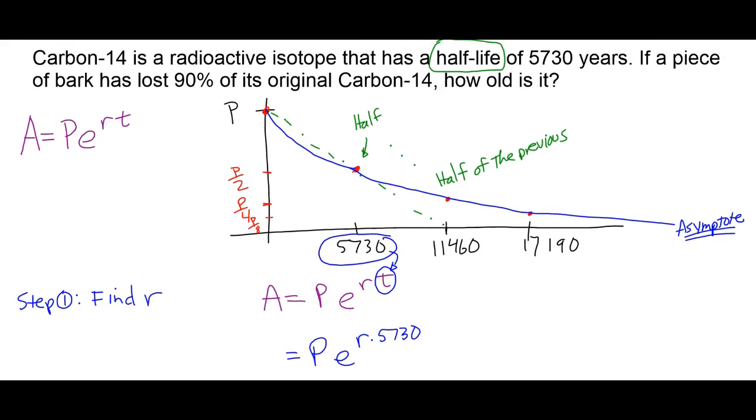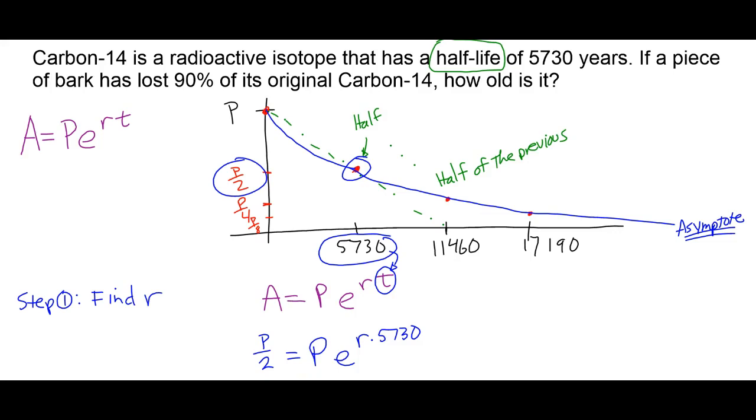Carbon-14 is a radioactive isotope that has a half-life of... It doesn't ever say what the original starting amount was. But even though we don't know what P is, we do know at that point in time we have half of the starting amount. This may look like an unsolvable equation to you.